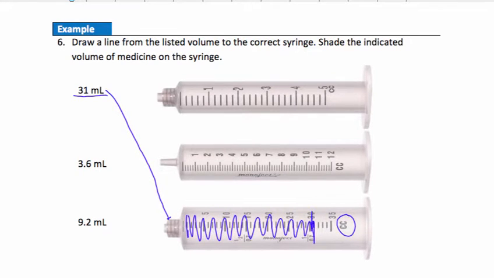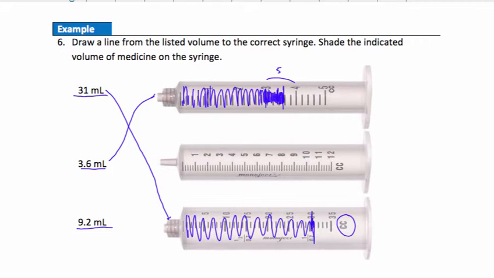Okay, 3.6 milliliters. That one we're going to want to match with this small syringe up here. So let's see, shading in 3.6 on there. Now let's stop at 3 here and look a little closely. Notice there's only 5 tick marks between these two. That means those tick marks are going by 2. So if I filled to 3, this would be 3.2 to that level, 3.4 to that level, and then 3.6 is right there.